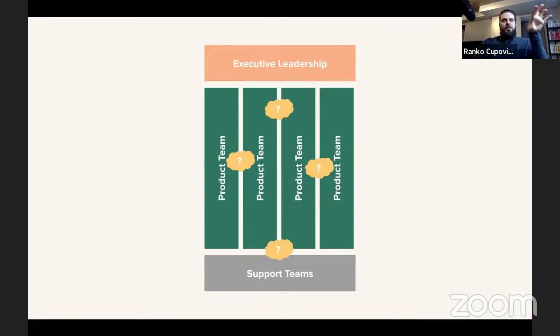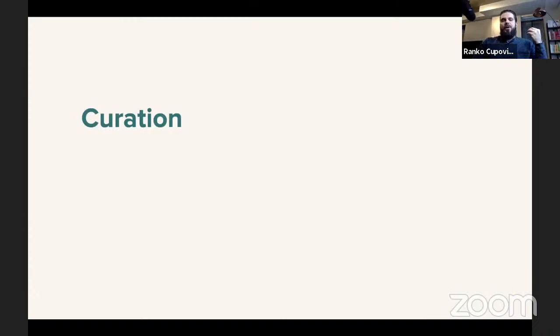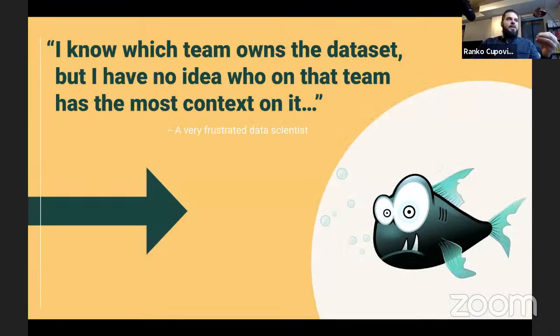So we saw these problems existing in three main categories, or three main flavors, as I like to say. We had the curation. So this is basically data scientists who are looking to figure out, okay, what are the data assets, whether it be reports or dashboards or data sets that exist that I can leverage to quickly answer these questions or help my stakeholders with their problems.